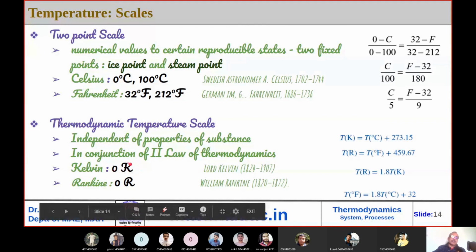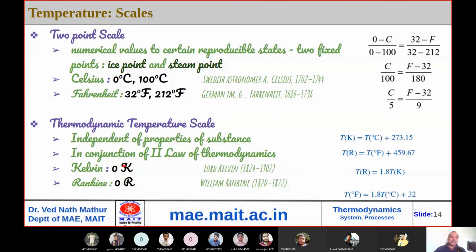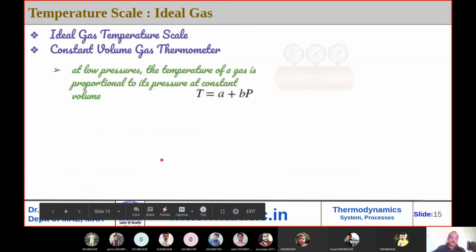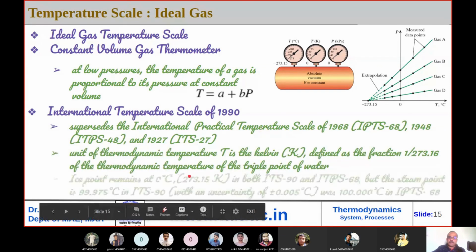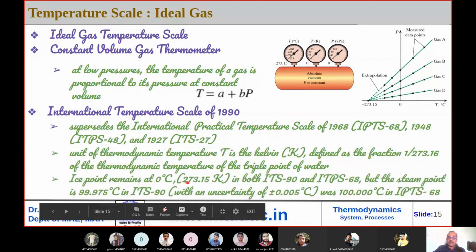0 Kelvin is defined on the basis of triple point of water. So we do not define 0 Kelvin. I have not mentioned here, but it depends on the reference, which is the triple point of water.